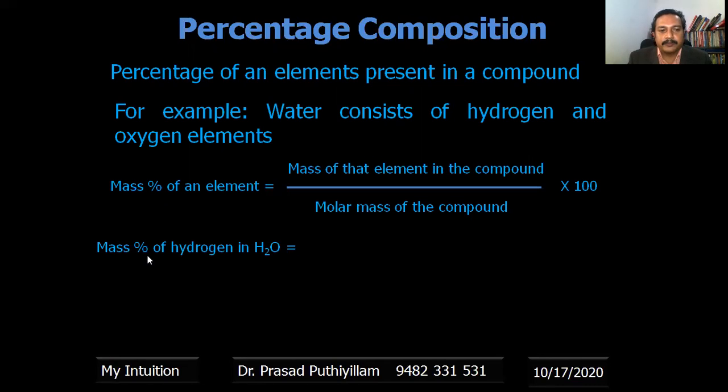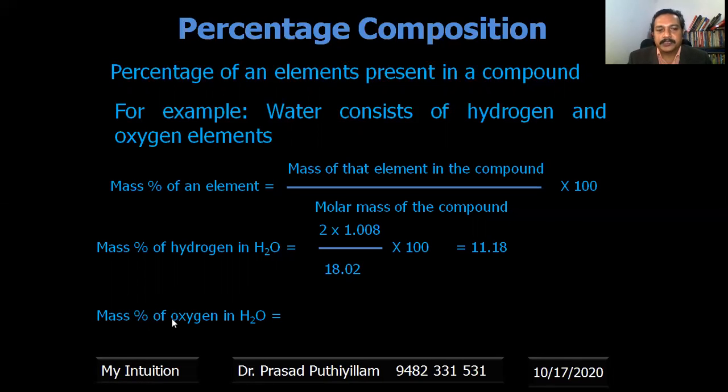For example, mass percentage of hydrogen in water, H2O, will be 2 multiplied by mass of hydrogen, that is 1.008, divided by molar mass of water, that is 18.02, multiplied by 100 to get 11.18. So 11.18 percentage of hydrogen is present in water. Mass percentage of oxygen in water will be 16, that is the atomic mass of oxygen, divided by total mass, that is 18.02, multiplied by 100. 88.79 percentage is the mass percentage of oxygen.